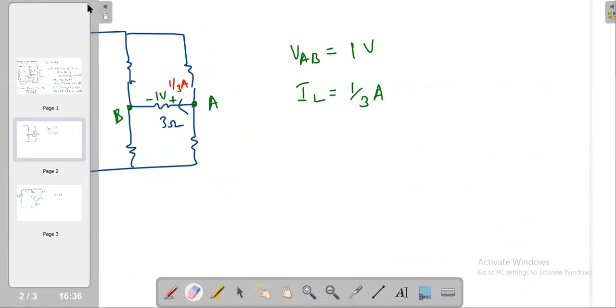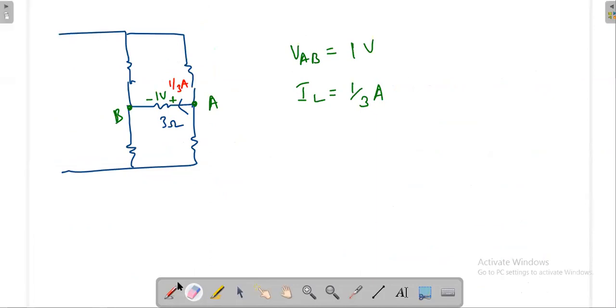So finally, I have calculated what is I1. Okay, here I have written all the values. I1 is equal to 1 by 3 ampere. Then what is I2? I2 is equal to 1 ampere. And what is I3? I3 is 2 ampere.